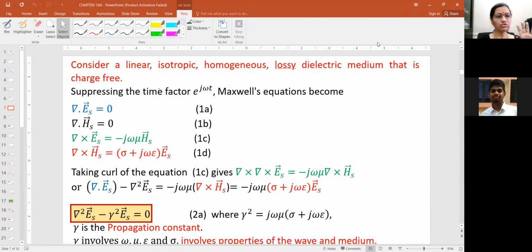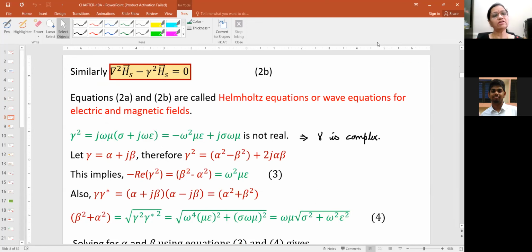Then after that, we used the 4 Maxwell's equations in the phasor form, and I showed you how it becomes the phasor form also. Using these equations, we arrived at what is called the Helmholtz equation. Two Helmholtz equations we had, equations 2a and 2b. Because gamma square is a complex quantity, gamma also should be a complex quantity. Therefore, we wrote it as alpha plus j beta.